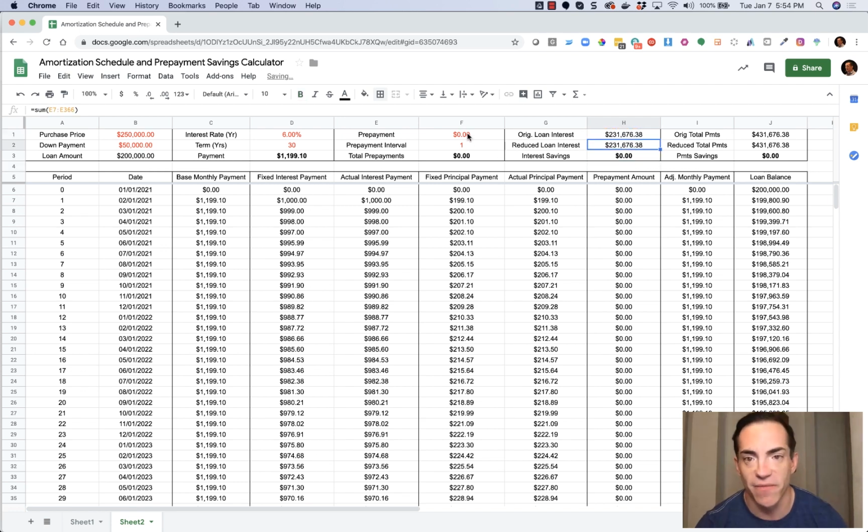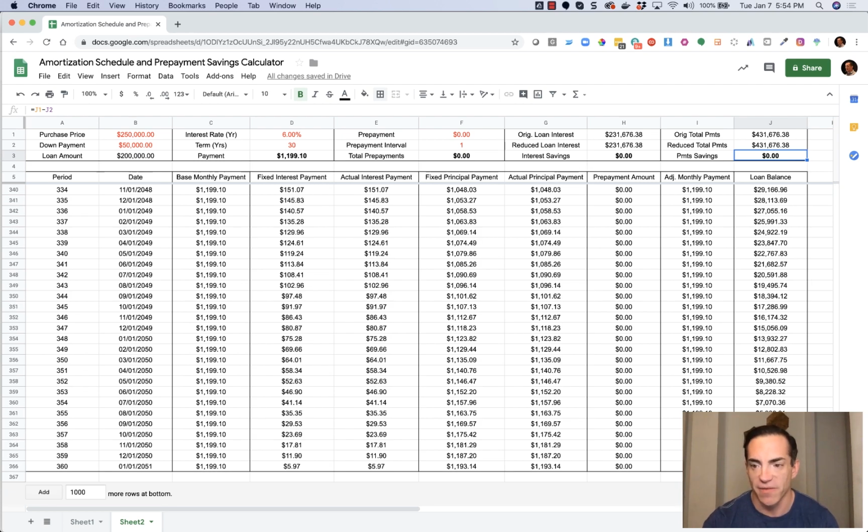And so obviously, if we don't make any prepayments, then we don't spend any money on prepayments, we don't save any money on interest, and we don't save any money on total payments, right? And we pay off the loan in the final month.